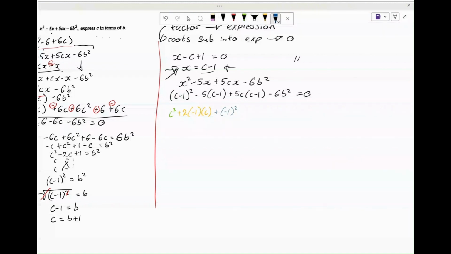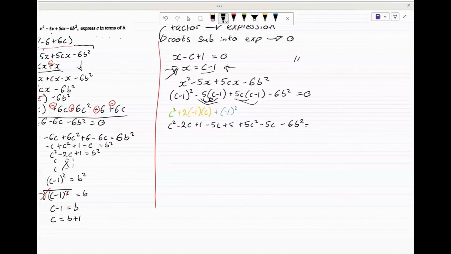And what you're left with is c squared minus 2c plus 1. Now we'll move on to our next term, so minus 5 times c is just minus 5c, and minus 5 times minus 1 is plus 5. 5c times c is 5c squared. 5c times minus 1 is minus 5c, and nothing happened to the 6b squared. All that's equal to 0.